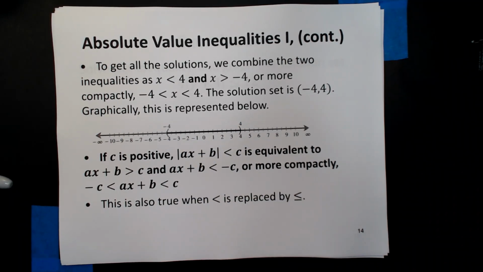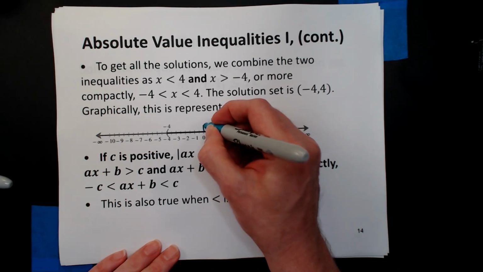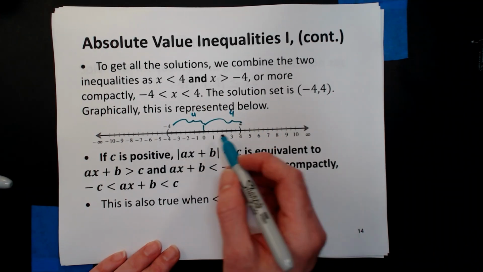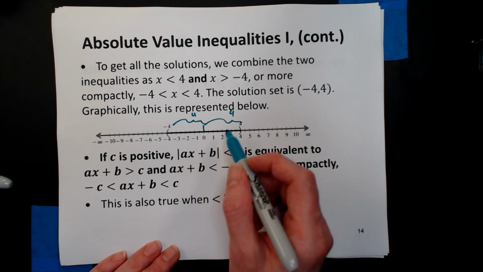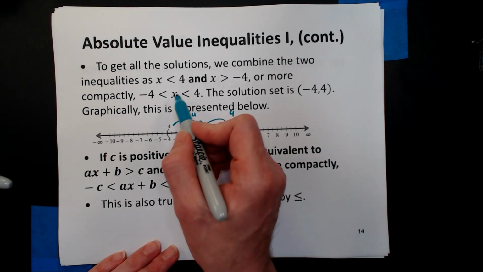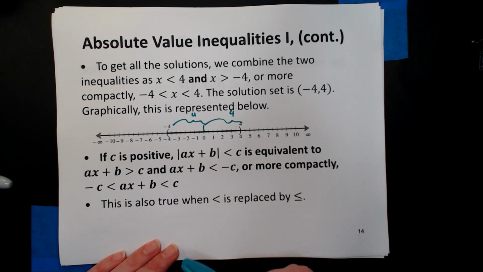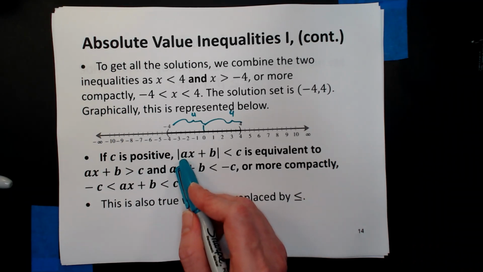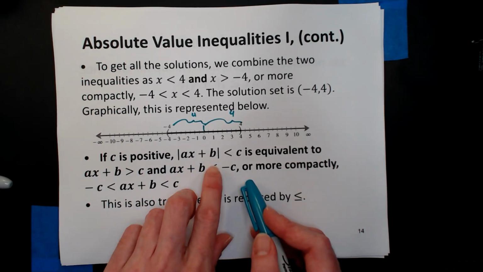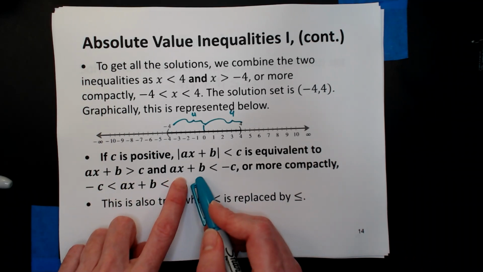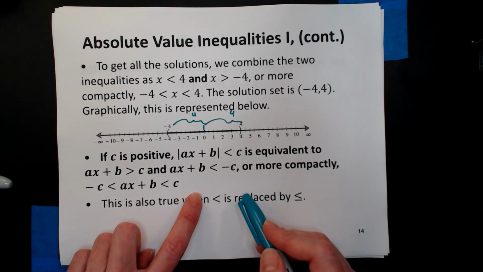Here, I like to think of it this way: this is 4 units away, and this is 4 units away. And so we're within 4 units of whatever's inside. Here it's x, so it's going to be 0. 4 units inside of whatever that bracket is. So if c is positive, then the absolute value of ax plus b is less than c is equivalent to ax plus b is greater than c, and ax plus b is less than negative c, or compoundly.